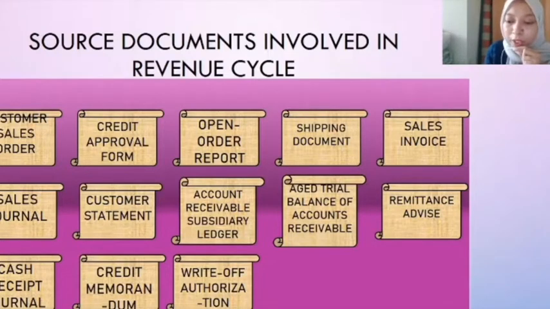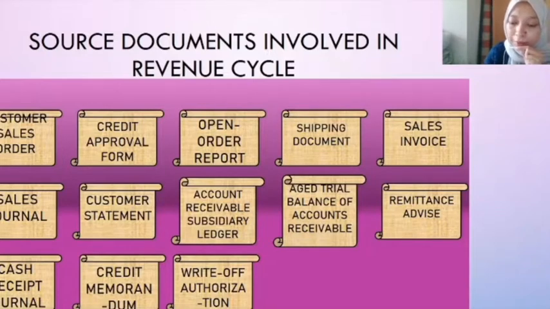Its trial balance of accounts receivable is used to monitor the collection of receivables and to ensure that the details of the accounts receivable subsidiary ledger agree with the general ledger control account. These documents are used for the auditor to conduct a substantive audit work in account receivables.